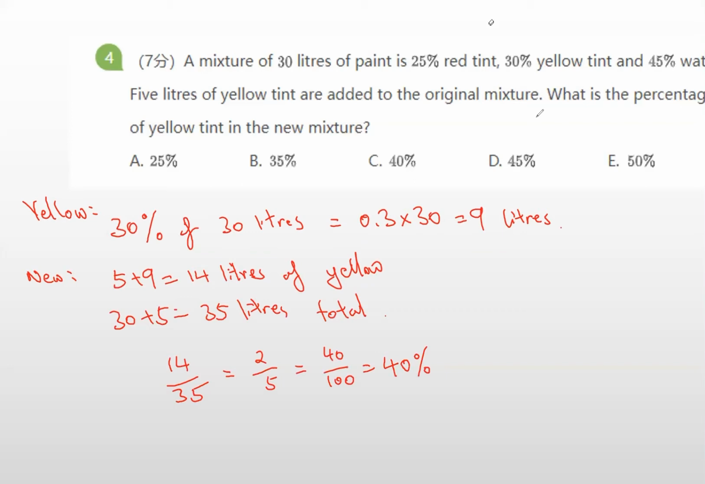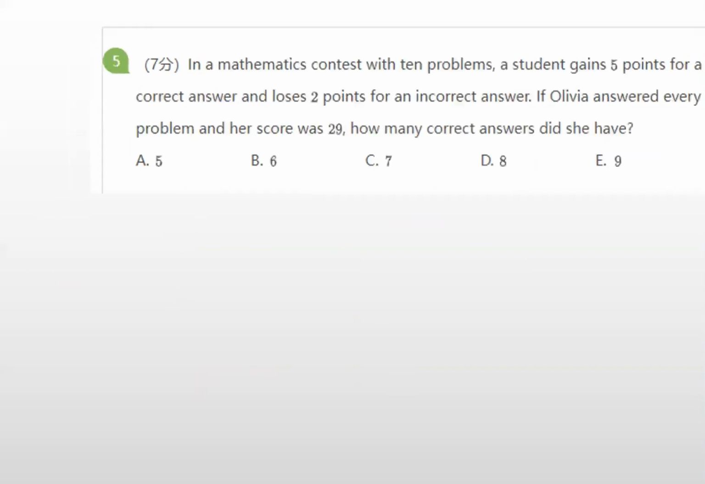All right, so the first few questions, we're just going to go quickly through because most of you got them right. Now, here, in a math contest with 10 problems, a student gains 5.4 for each correct answer and loses 2.4 for each incorrect answer. If Oliver answered every problem and her score was 29, how many correct answers did she have?